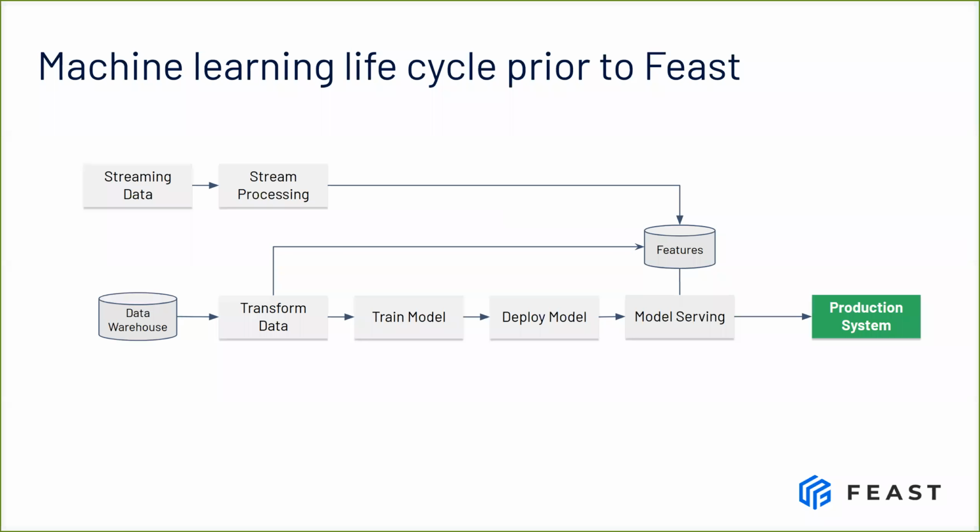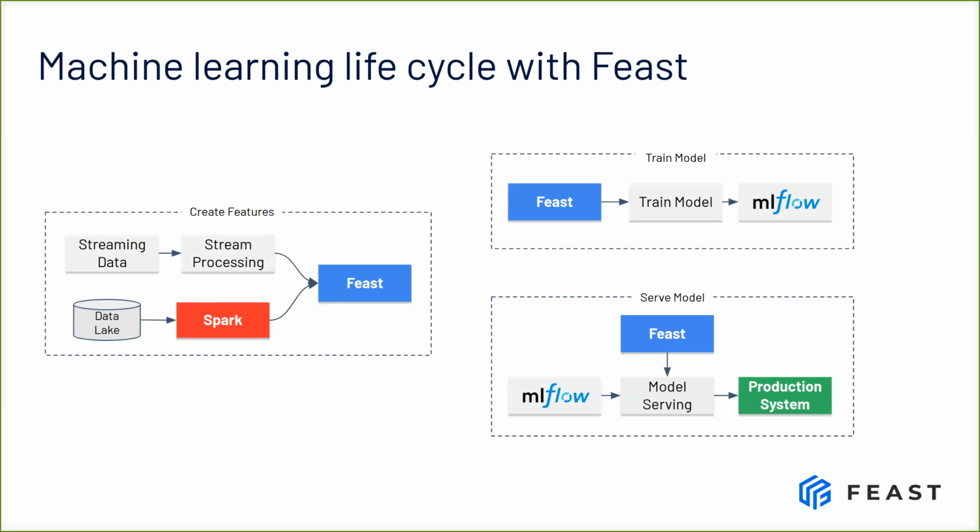So prior to Feast, this end-to-end flow is something like this. There are some sources, some transformation of data, there's model training, there's deployment, and there's almost always an online store where you're serving features from, and that's where your model serving is going to retrieve features in a production environment. When you introduce a feature store like Feast, this process splits up a little bit. So you have three main areas of iteration. One is the creation of features.